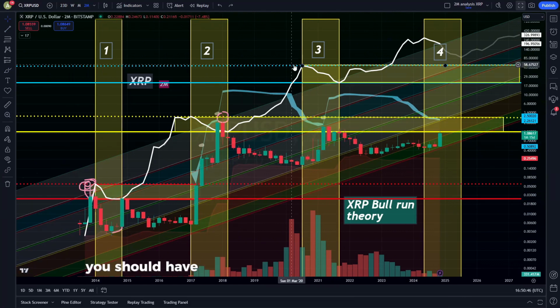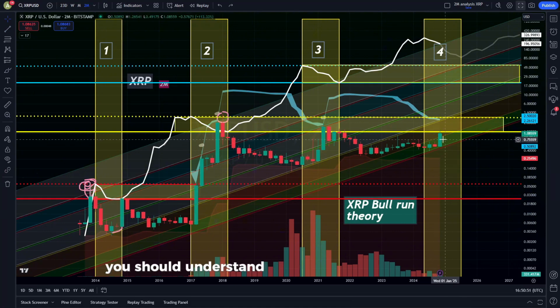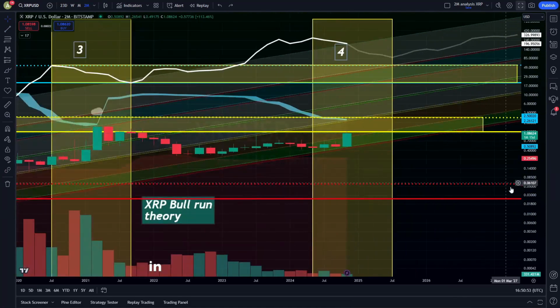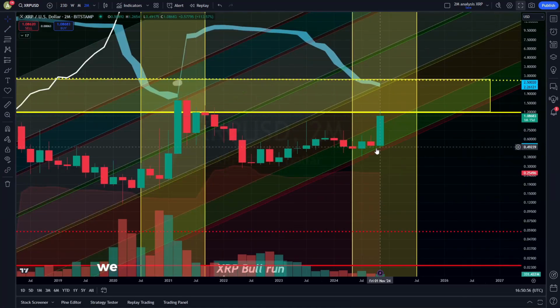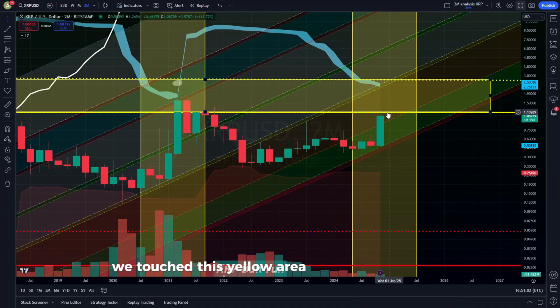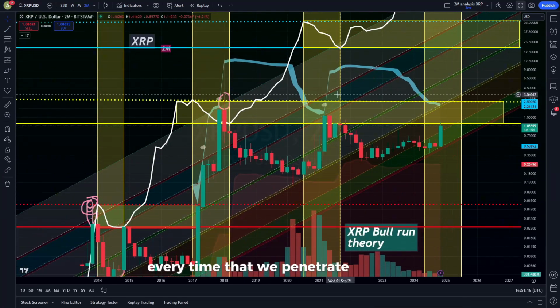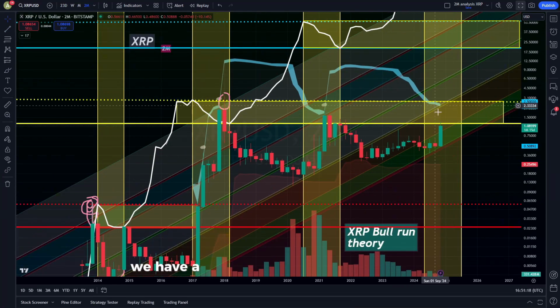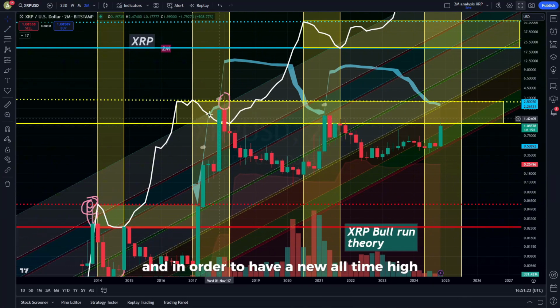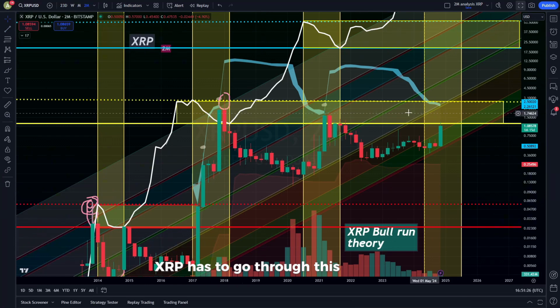So now you should have a total new understanding on this chart because you should understand what is going on right now in the current situation. As you can see, we have this huge green candle that we had recently, but look, we touched this yellow area and what did we do? We got rejected to the downside. And this is key because remember, every time that we penetrate this area, we have a strong rejection to the downside. And in order to have a new all-time high, XRP has to go through this area first.